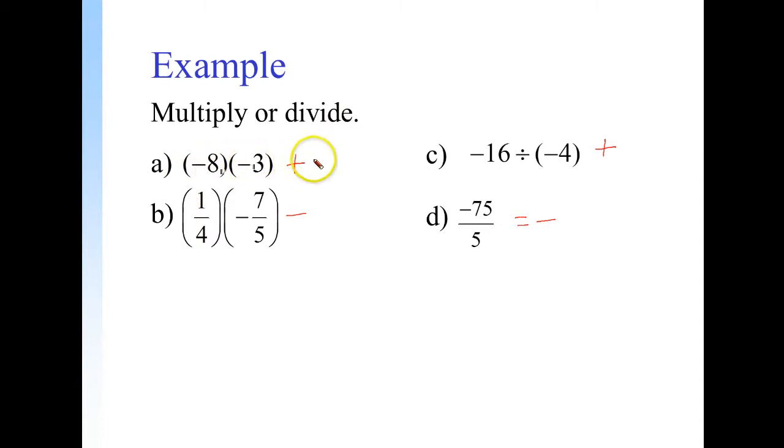So 8 times 3 is 24. We can't cross-cancel anywhere. We know the answer is going to be negative, so this is going to be 7/20. And here we know the result is going to be positive, and 16 divided by 4 is 4. And we know this is going to be negative, and 5 goes into 75 15 times.